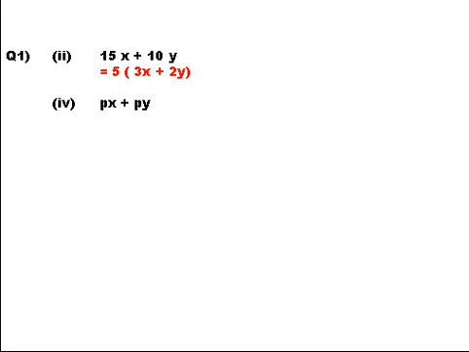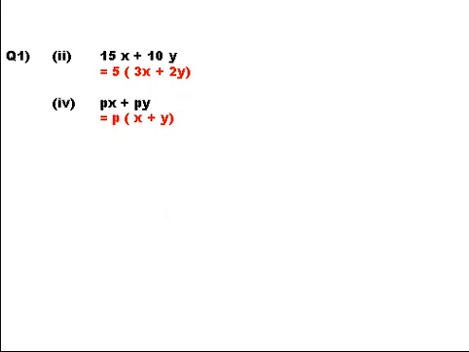The thing which is common in both the terms is the letter p. So we are going to take p outside, and the remaining terms will be written within the bracket. So it is p outside, and within the bracket we have x plus y.